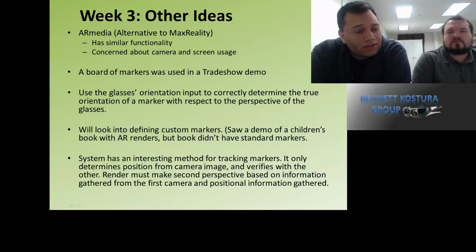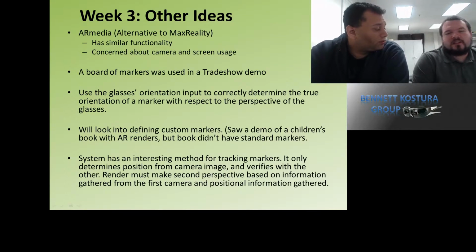My only concern about using AR Media instead of Max Reality is that since Max Reality is custom made for the Vuzix stuff, I'm not sure if AR Media is going to utilize the cameras and the 2 screens in the 920 AR correctly. We'll mess around with the custom stuff that Vuzix has a bit next week, and if not, then we'll try this AR Media and see where that goes.